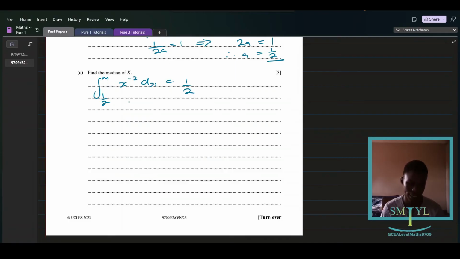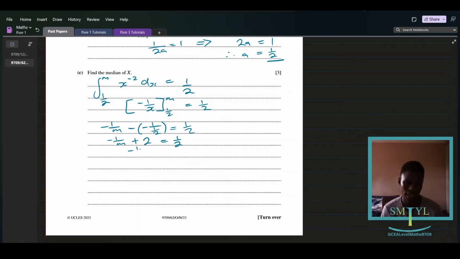So if we integrate, we get negative 1 over x. Our limits are half and m. This is equal to half. Substituting the limits, this becomes negative 1 over m minus negative 1 over half. This is equal to half. So this is negative 1 over m, and this should be plus 2 is equal to half.